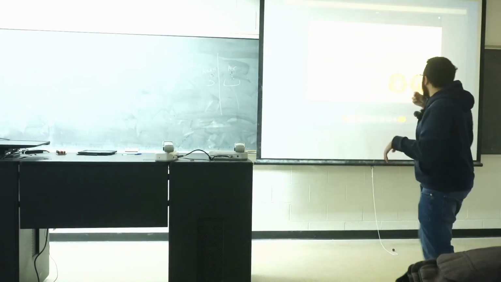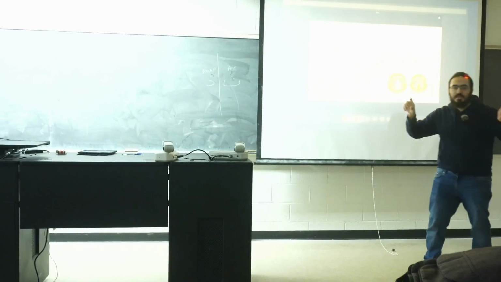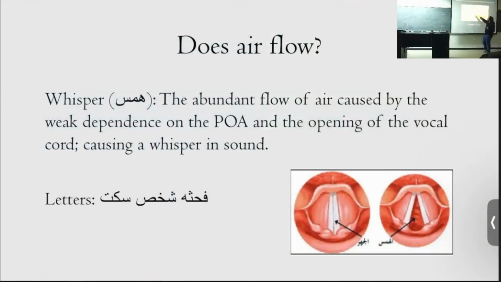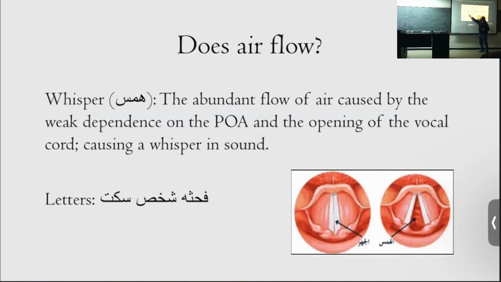Okay? So what is the definition? Now after we explain the whole thing, let's talk about the definition. This is the technical stuff. You can ignore that, to be honest, but for completion: what is hams? The abundant flow of air caused by the weak dependence on the place of articulation and the opening of the vocal cords. You can ignore the weak dependence part because we're going to explain it later. All I want you to focus on is the abundant flow of air caused by the opening of the vocal cord, causing a whisper sound.